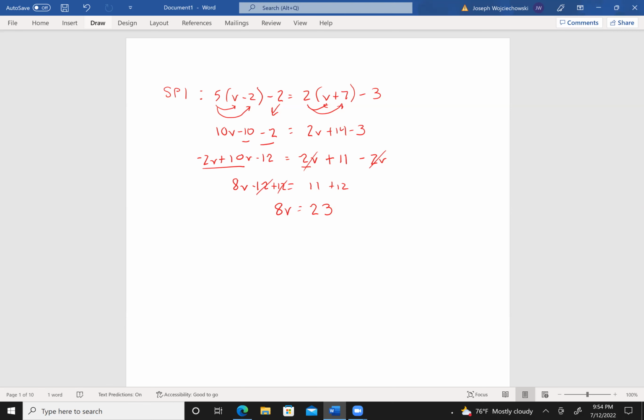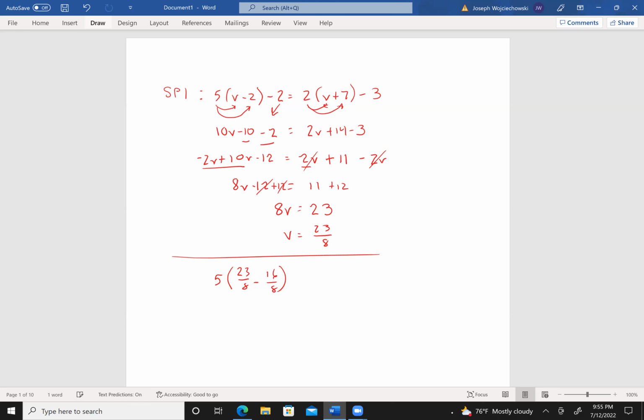And this is not the same problem as in the book, but since we're done, we're done. V equals 23 over 8. Now, the thing we can do, and typically you'll have time, is plug this value in for V in every equation. So I have 23 over 8 and minus 2. Well, that's 16 over 8.